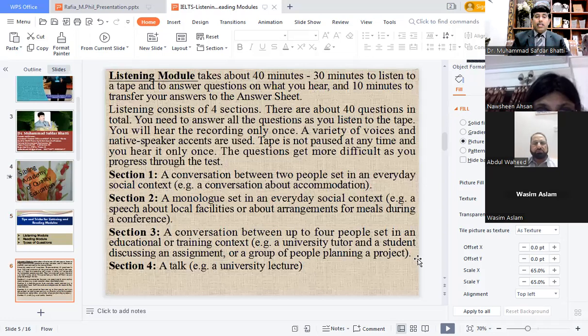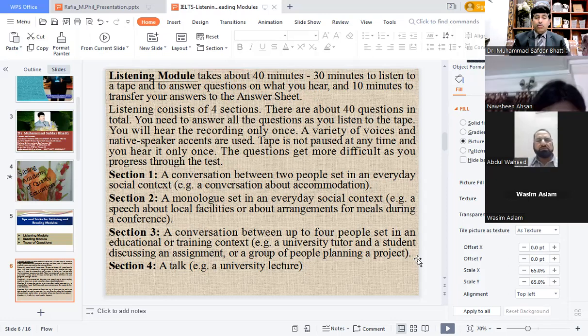Dear audience, the listening module takes about 40 minutes: 30 minutes to listen to a tape and to answer questions on what you hear, and 10 minutes to transfer your answers to the answer sheet. It consists of 4 sections. There are about 40 questions in total. You need to answer all the questions as you listen to the tape. You will hear the recording only once. A variety of voices and native speaker accents are used. The tape is not paused at any time, and you hear it only once. The questions get more difficult as you progress through the test.